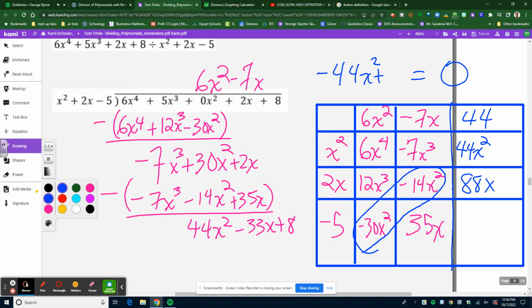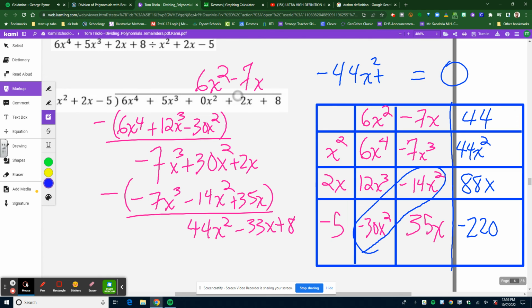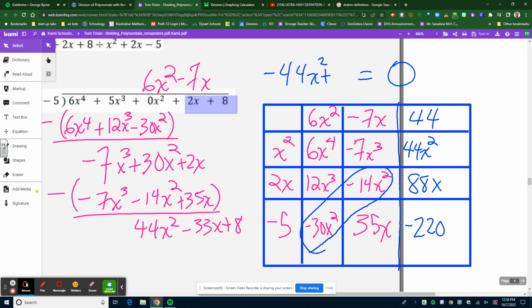All right. So 44 times that is negative 220. My problem, and most of you got here perfectly, is I don't want 88x and 220. What do I want? I want the 2x and the 8. This is why we got 2 pieces to our remainder instead of 1. But the process is still the same.